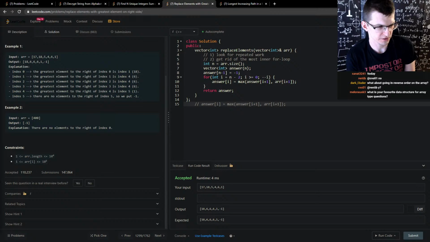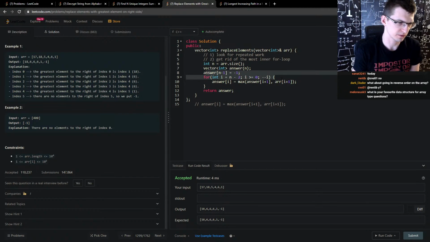What about going in reverse order on the array? I mean, I did in reverse order. I went from right to left.